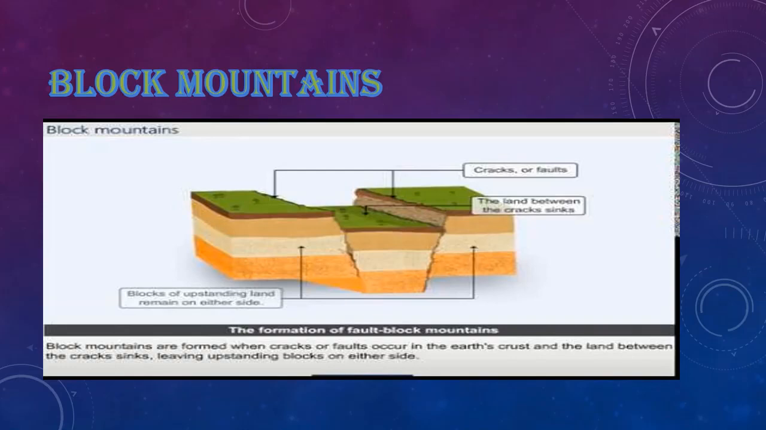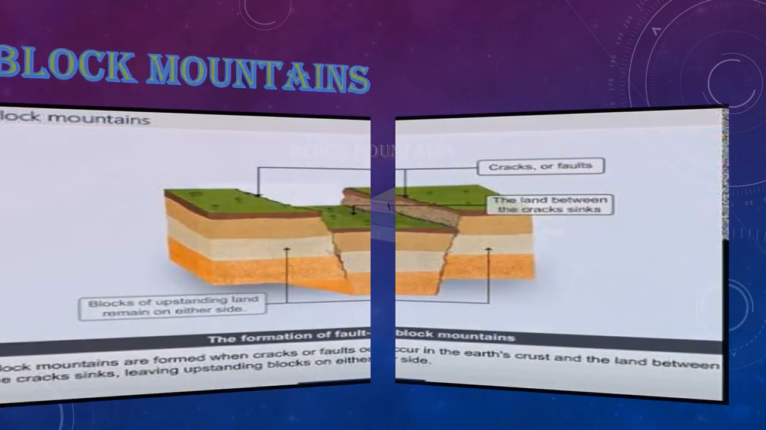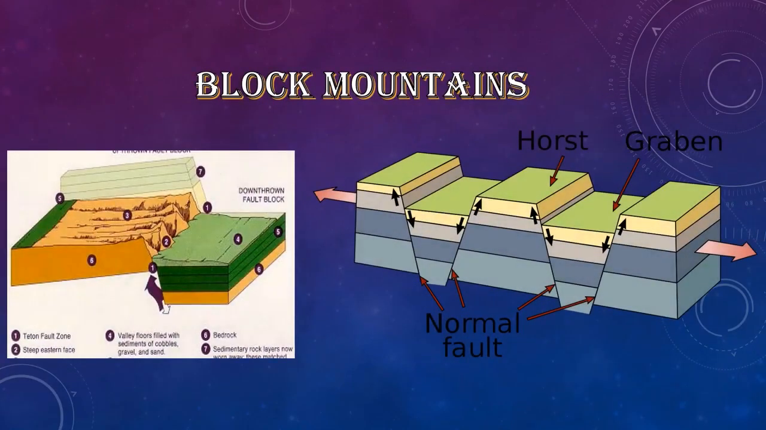If there are two parallel faults, the crustal block between them may either rise to produce a horst block mountain or fall to produce a rift valley. A fallen block is known as a graben. Examples of block mountains include Sierra Nevada mountains in North America, Harz mountains in Germany.